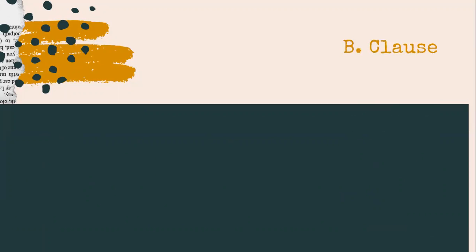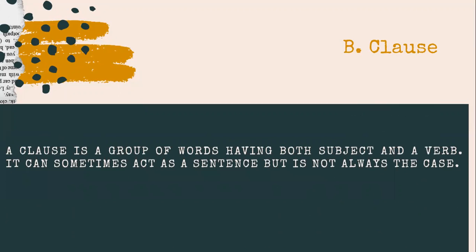So at this moment, let us now define what is clause. A clause is a group of words having both a subject and a verb. It can sometimes act as a sentence, but it's not always the case. Again, a clause is also a group of words, but it has both a subject and a verb. That's why sometimes or often it can be a sentence, but it's not always the case.